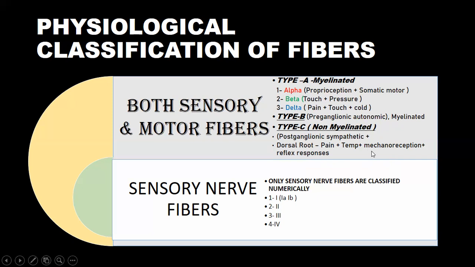The question may ask that mechanoreception is concerned with which fiber, that is type C. Then touch sensation is by which fiber, that is type A. So just learn these things. When we come to sensory nerve fibers, I have already said that we classify them numerically, that is 1A, 1B, then 2, then 3, and then 4.